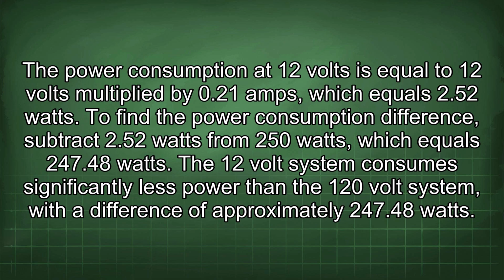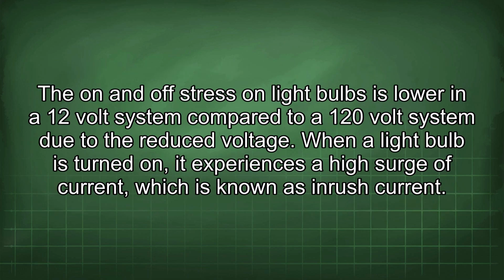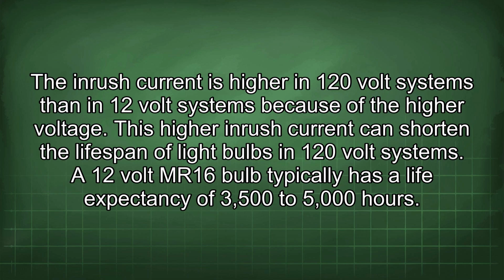The on and off stress on light bulbs is lower in a 12-volt system compared to a 120-volt system due to the reduced voltage. When a light bulb is turned on, it experiences a high surge of current, which is known as inrush current. The inrush current is higher in 120-volt systems than in 12-volt systems because of the higher voltage.